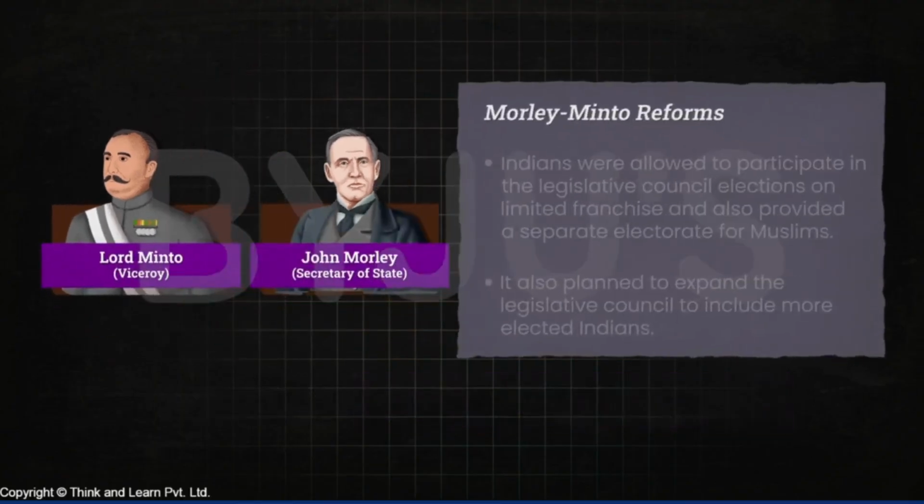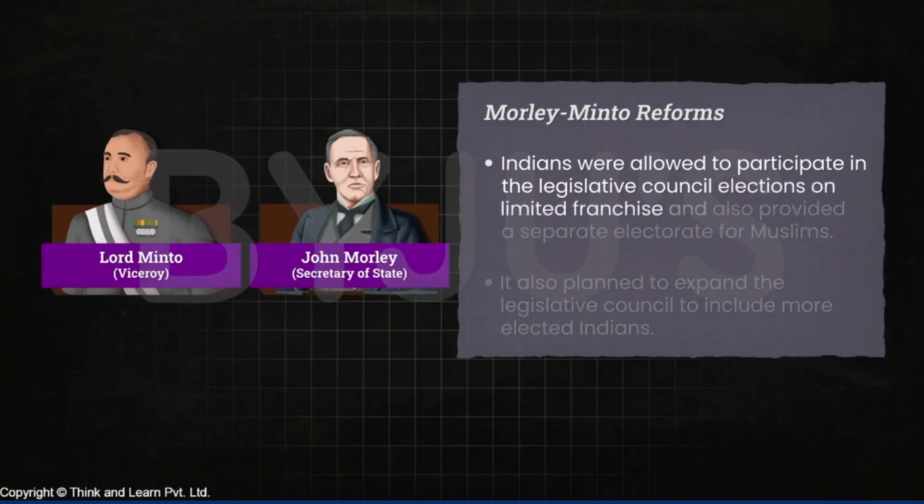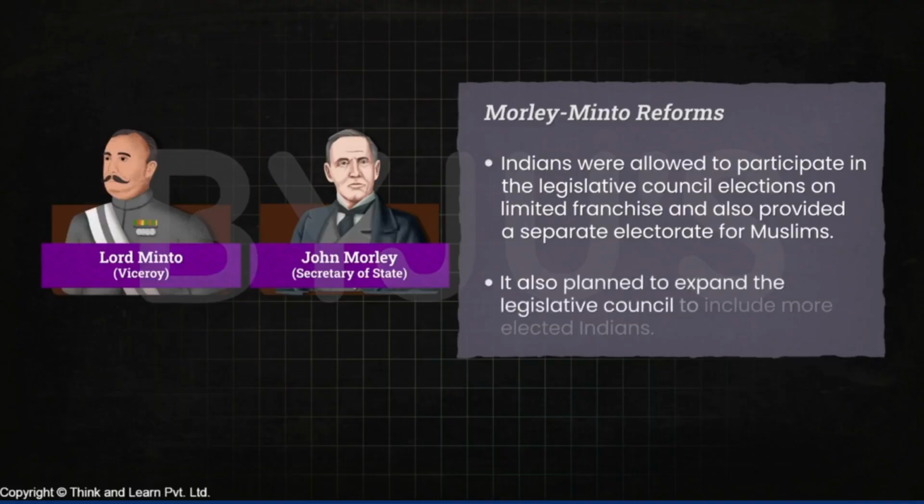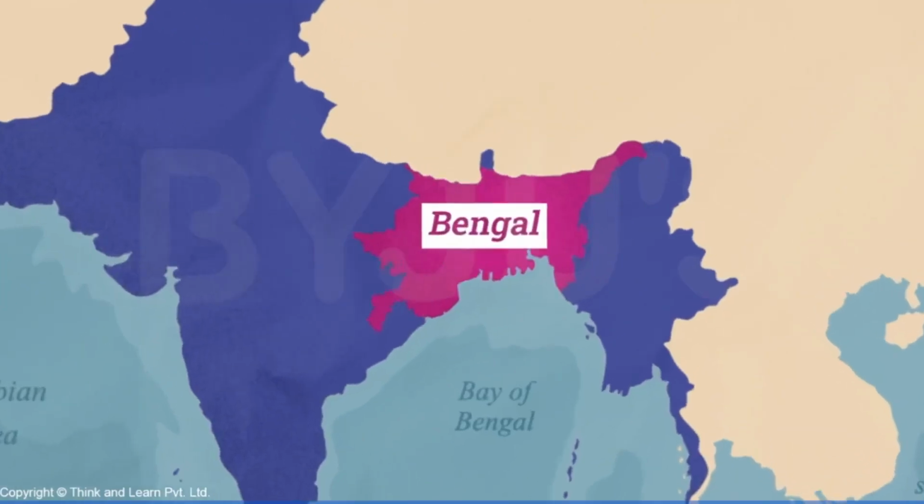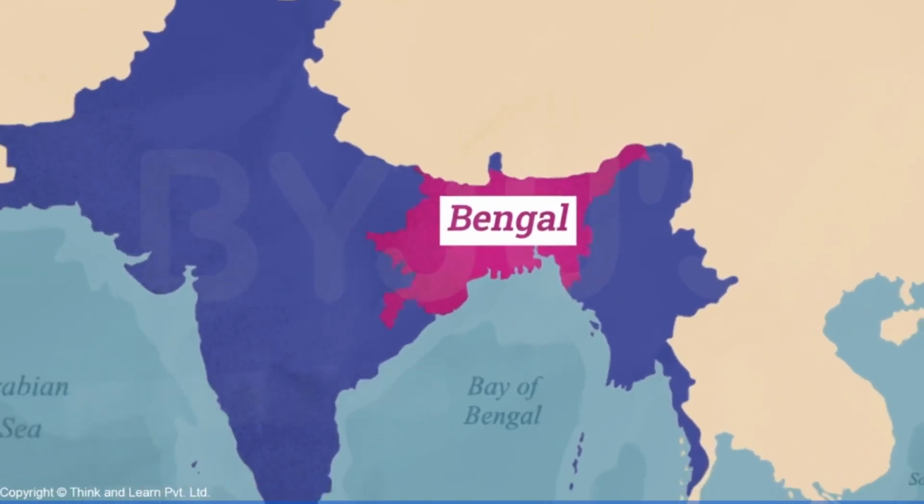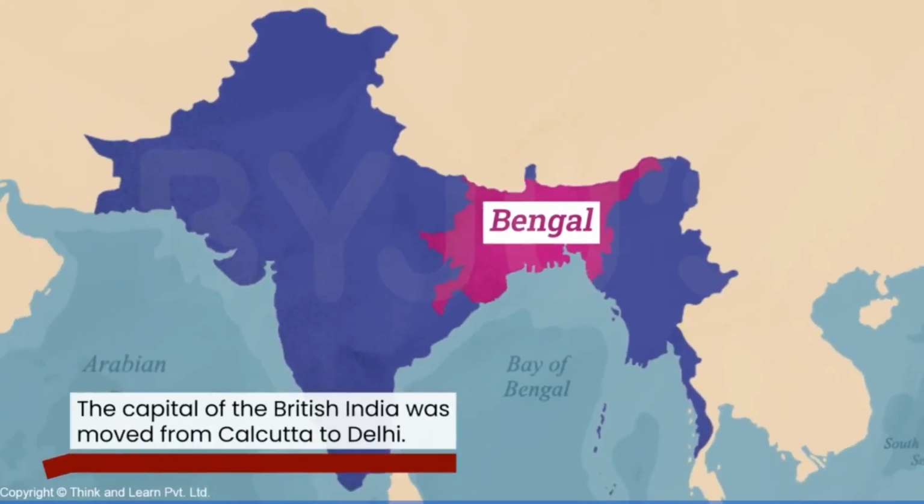Through these proposed reforms, Indians were allowed to participate in the Legislative Council elections on limited franchise, while also providing a separate electorate for the Muslims. It also planned to expand the Legislative Council to include more elected Indians. Finally, in 1911, the partition of Bengal was annulled on account of revolutionary activities, and the capital of British India was moved from Calcutta to Delhi.